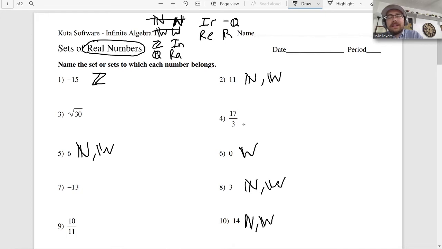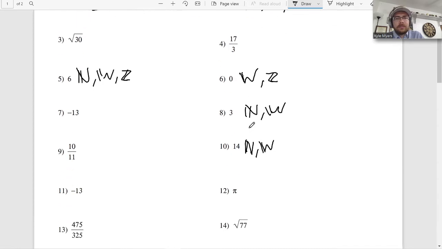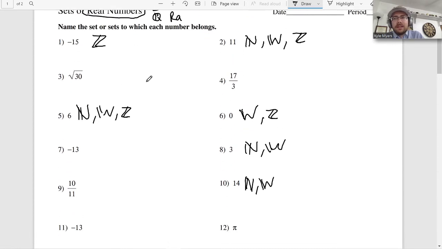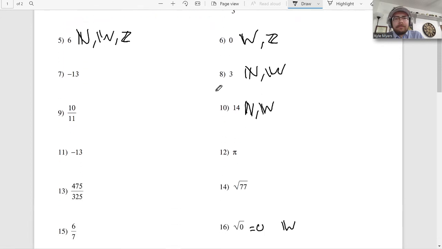So this is a z. That's an integer. It's a negative whole number. Anything that already has one of these guys on it, natural and whole number marks, or just a whole number mark, that's also going to be a z. So this is a z. This is a z. Anything that has that w or an n or both. 17/3 does not simplify. The square root of 30 doesn't simplify. Right. So negative, here we go. This one is an integer. That's an integer. That's an integer. 10/11, nope. -13, yes. That's a negative whole number.